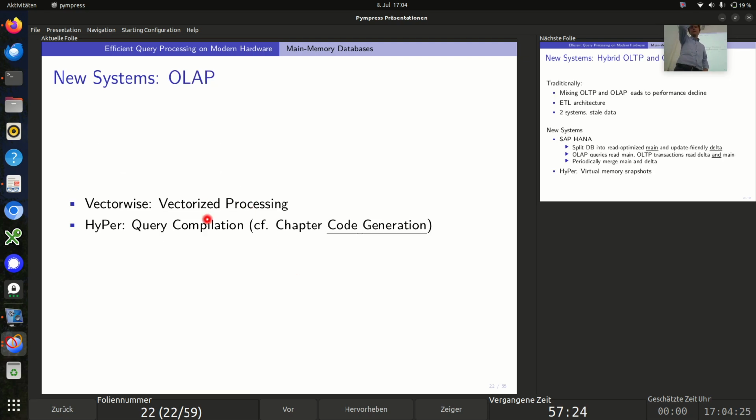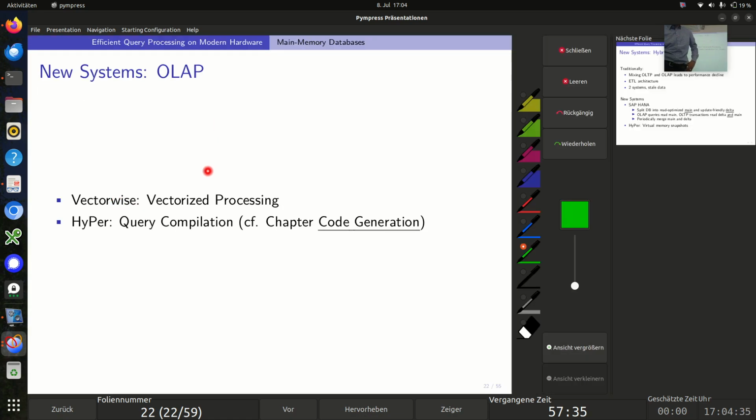And okay, there are also some OLAP systems, and we will have a deeper look into Hyper. And VectorWise is basically the predecessor of DuckDB. VectorWise is from CWI Amsterdam, and they have also created DuckDB.